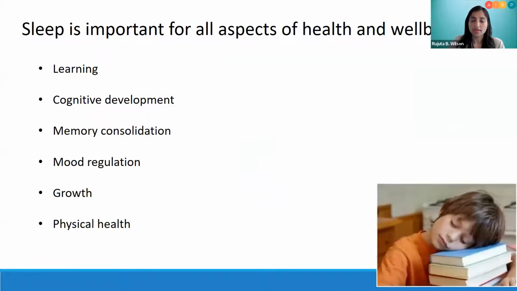So why are we talking about sleep? Well, beyond the fact that many of us like sleep, I'm sure, it's very important for all aspects of health and well-being and has been studied quite a bit in terms of its importance with learning, cognitive development, memory consolidation, mood regulation, growth, and physical health.